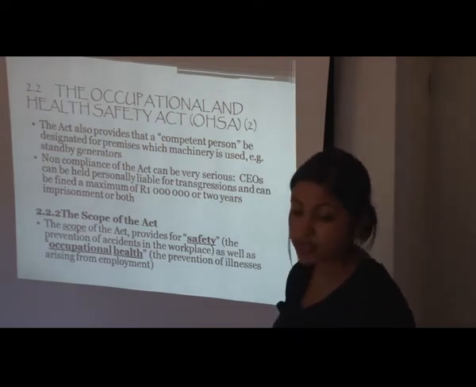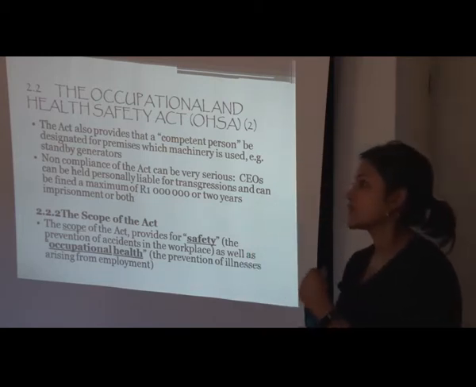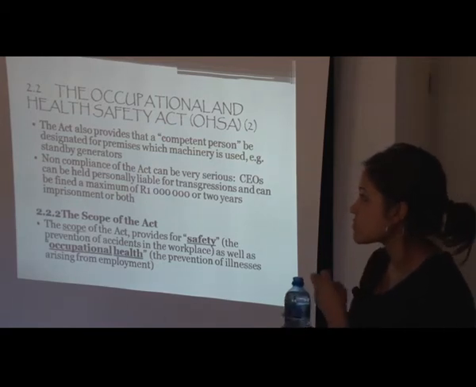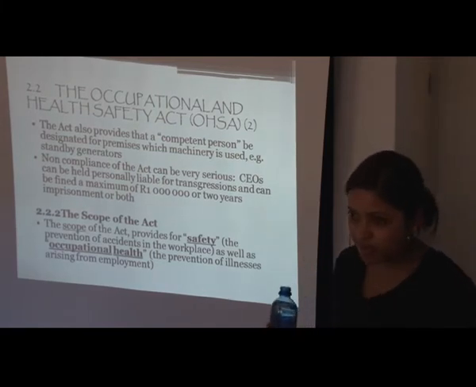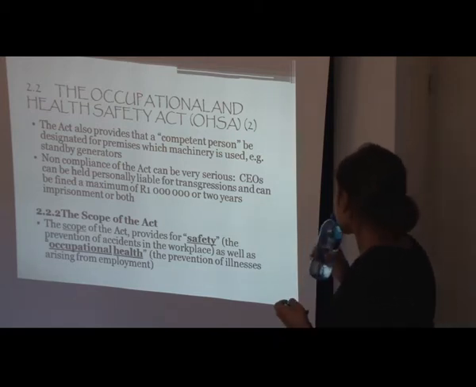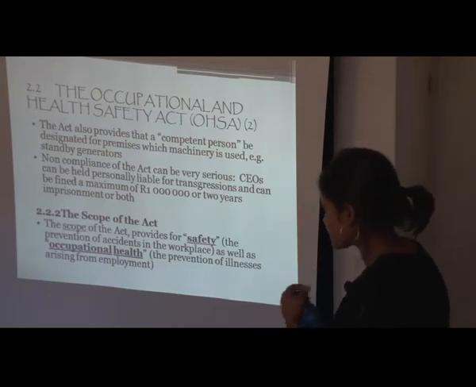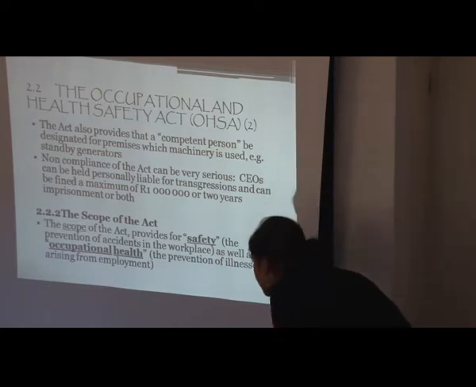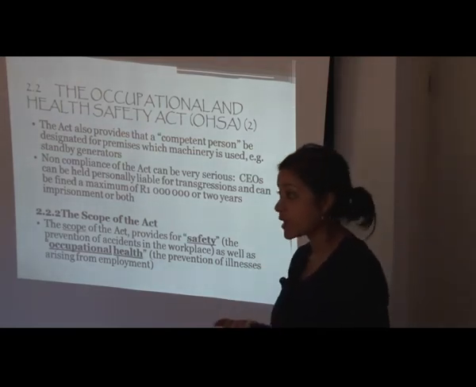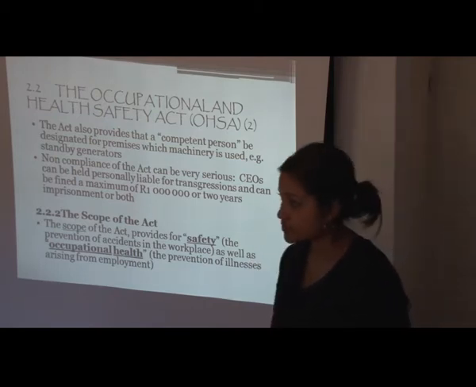The next thing that you need to know is the scope of the Act, or basically how the structure of the Act is set up, right? So there's various levels or phases within the Act that will guide you as to what is applicable at what points, okay? Right, so the scope of the Act. The scope of the Act provides for safety, which is the prevention of accidents in the workplace, as well as occupational health, which is prevention of illnesses arising from employment. Okay?